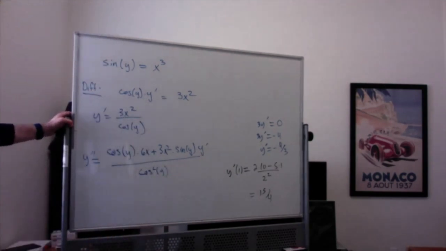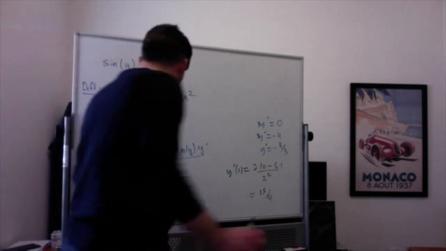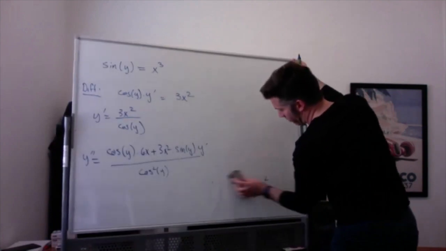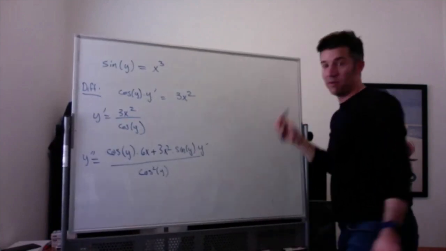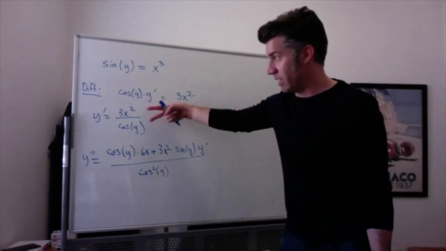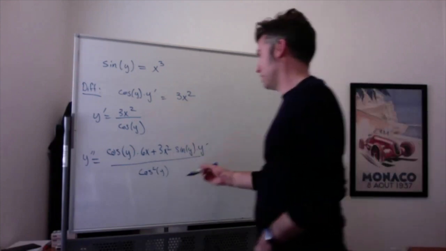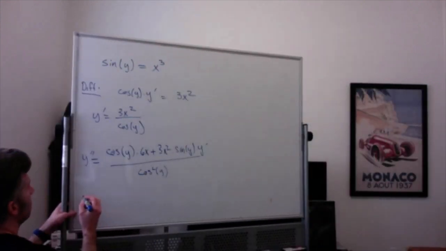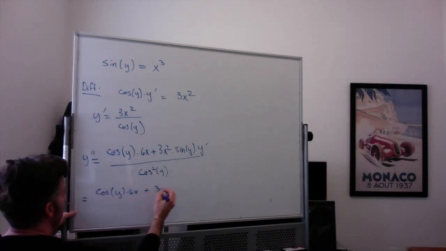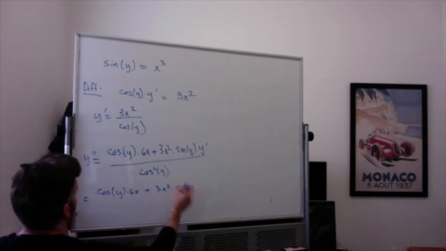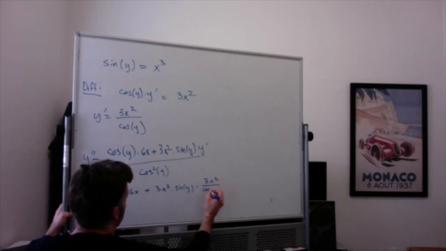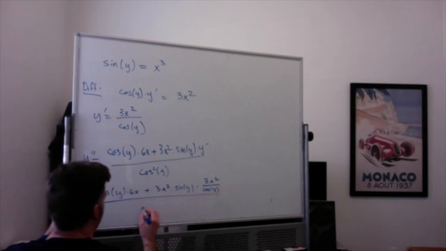So there isn't a question yet, but before we think about anything else, one thing we have to do is replace y prime with what it's equal to. Because when you're finding the second derivative, it should at least be in terms of x and y. So y prime is this mess here. So I'm going to rewrite this as cosine of y times 6x plus 3x squared times sine of y times 3x squared over cosine of y, over cosine squared y.